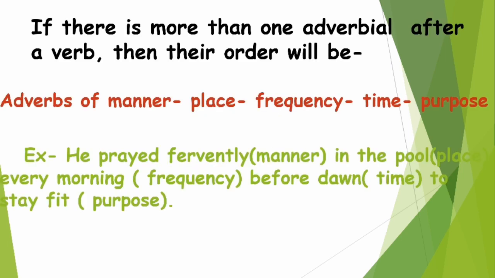If there is more than one adverbial, like if we are having only one adverbial, then it's fine. But if we are having more than one adverbials, so what will be the order in which they will be placed in a sentence, right? So this here is an order. Just see. Adverbs of manner.